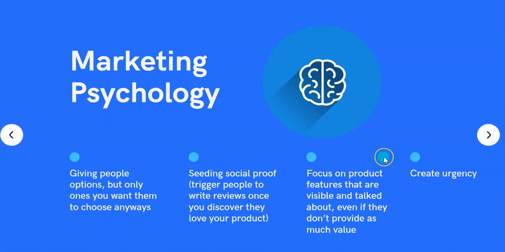Another thing is to focus on product features that are visible and talked about, even if they don't necessarily provide as much value. So for example, USB microphones that are particularly large are often more talked about and are certainly more visible, especially when you see other YouTubers using it. So you might want to consider emphasizing product features like that and exaggerating them so that you can generate a growth hack.